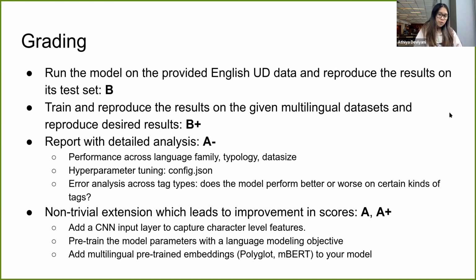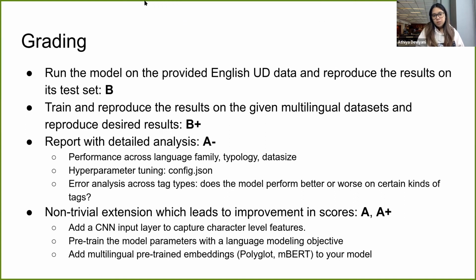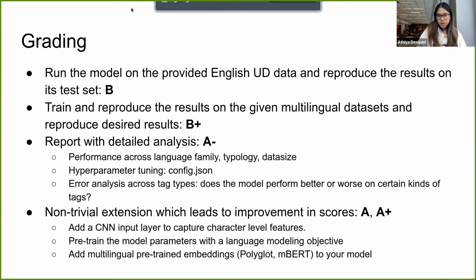To get anywhere near an A, you need to write a report with detailed analysis. There are a lot of ways you can comment on the results. You can see how the performance varies across the different languages. You can also see which tags are most often mistaken for other tags, for example, whether pronouns and nouns are more easily mistaken for each other and so on. So that's what we want to see. And if you have a report detailing all these explanations, you'll probably get an A-.